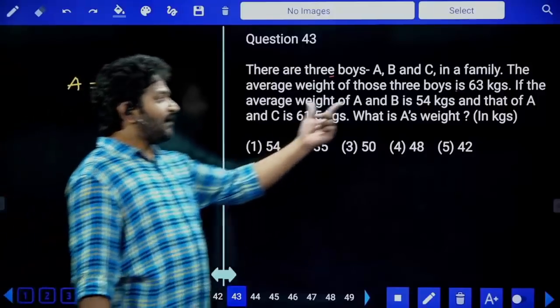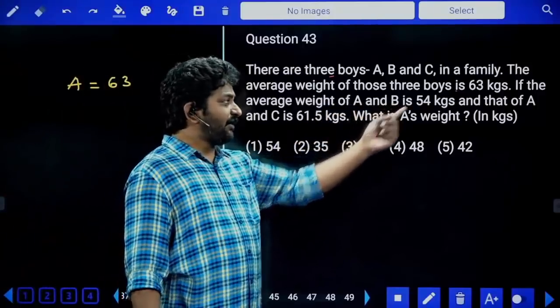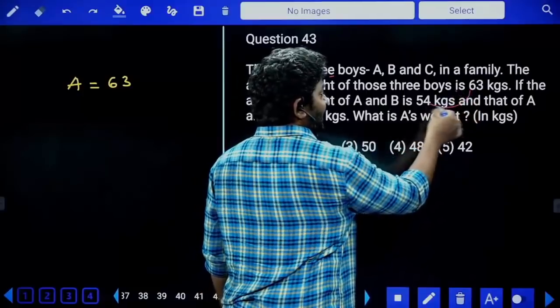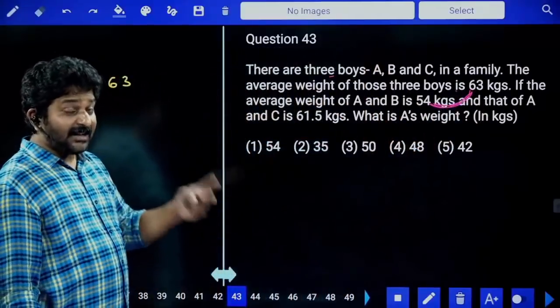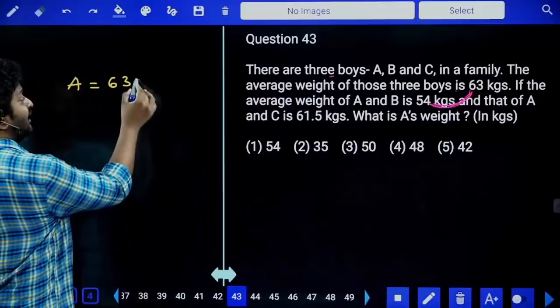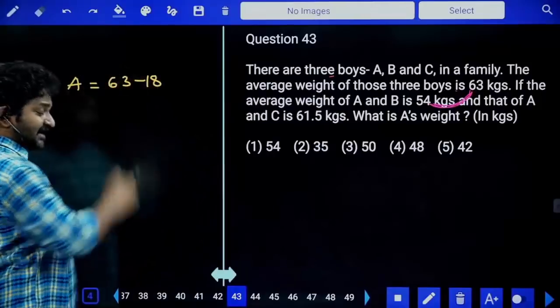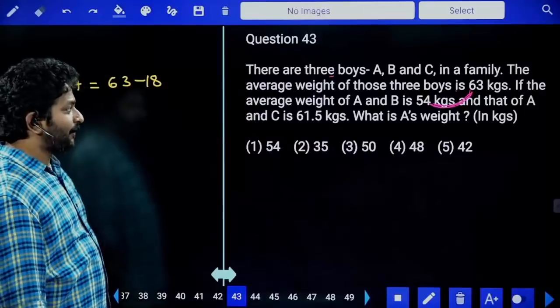Now, the AB average is 54, which is 9 less than the initial average. Like that, there are 2 numbers. That means 9 into 2, 18 less.